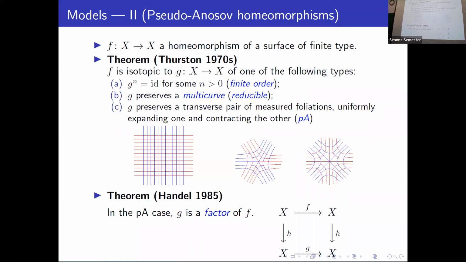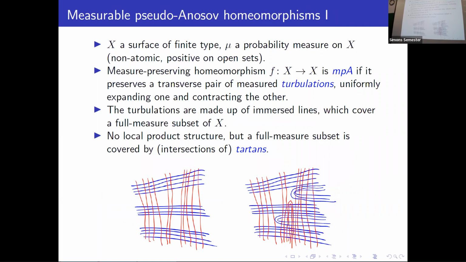Okay, so I want to talk, as the title of this talk suggested, about a generalization of the results to something called measurable pseudo-Anosovs. So again, we're in the case where we're looking at homeomorphisms of surfaces of finite type. These pseudo-Anosovs are measurable, so there better be a measure on our surface, which is non-atomic and positive on open sets.